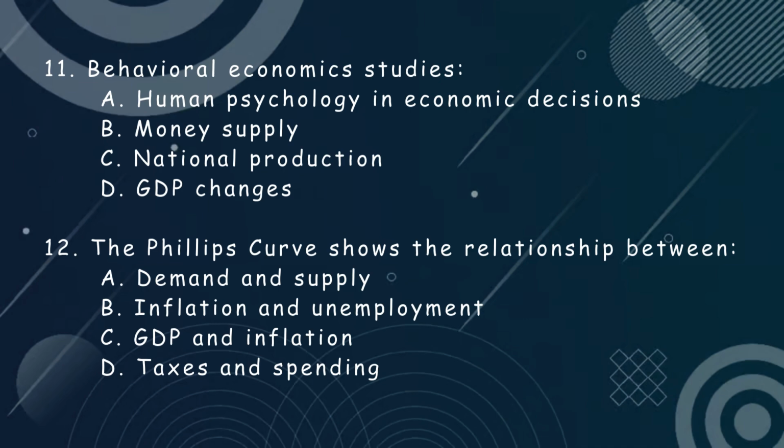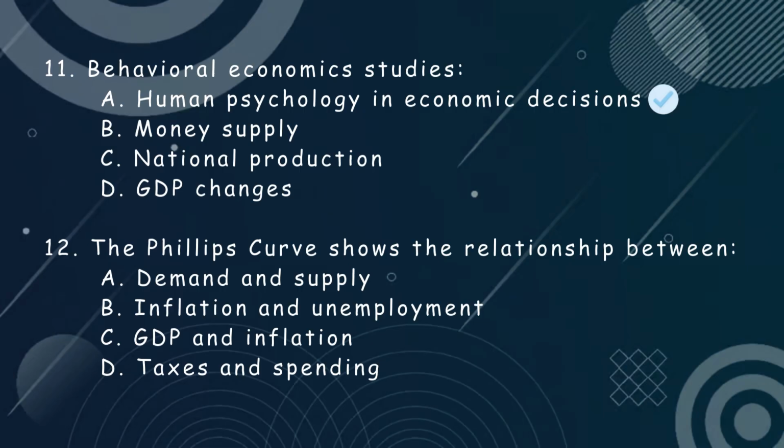Question number 11. Behavioral economics studies: A. Human psychology and economic decisions. B. Money supply. C. National production. D. GDP changes. Answer: A. Human psychology and economic decisions.